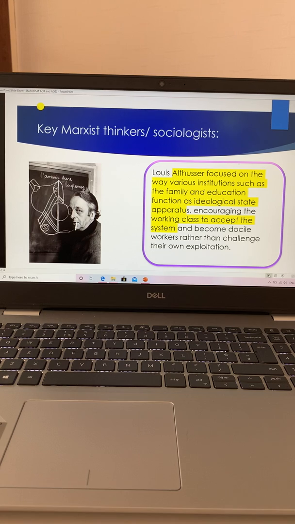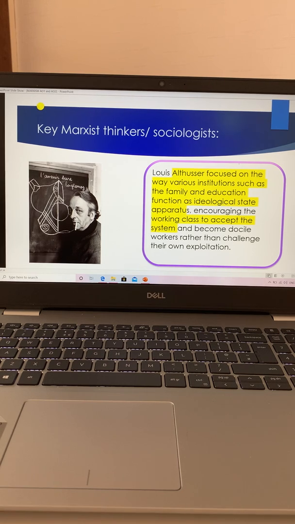Then we have Althusser, so our neo-Marxist. So neo-Marxism is basically, we'll look at it a bit more in a minute. Basically, they've looked at some of the weaknesses of traditional Marxism, taking it further, filling in some of the holes that Marxism doesn't describe very well. So Althusser focuses on the family and education. Another key word here, ideological state apparatus. So what that means is that the family and the education system have their own ideology.